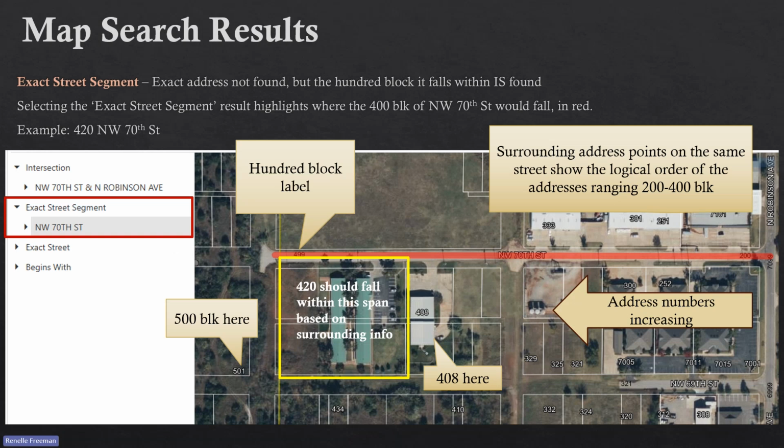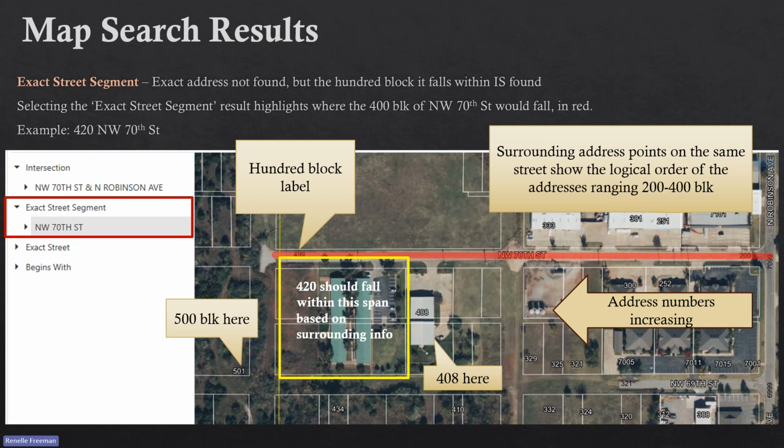So let's talk a little bit about those map search results and what they mean. Exact street segment. What this means is the exact address was not found. So 420 Northwest 70th Street, our example address, was not found exactly, but it did find the exact 100 block that it falls within. So it found the 400 block. And so when you choose that exact street segment on that find tool, it's going to highlight that segment in red. And it's kind of hard to see on here, but there are little labels on the street that show those 100 blocks, that says 499 at the left side of that line, and at the right side of the line it says 400.